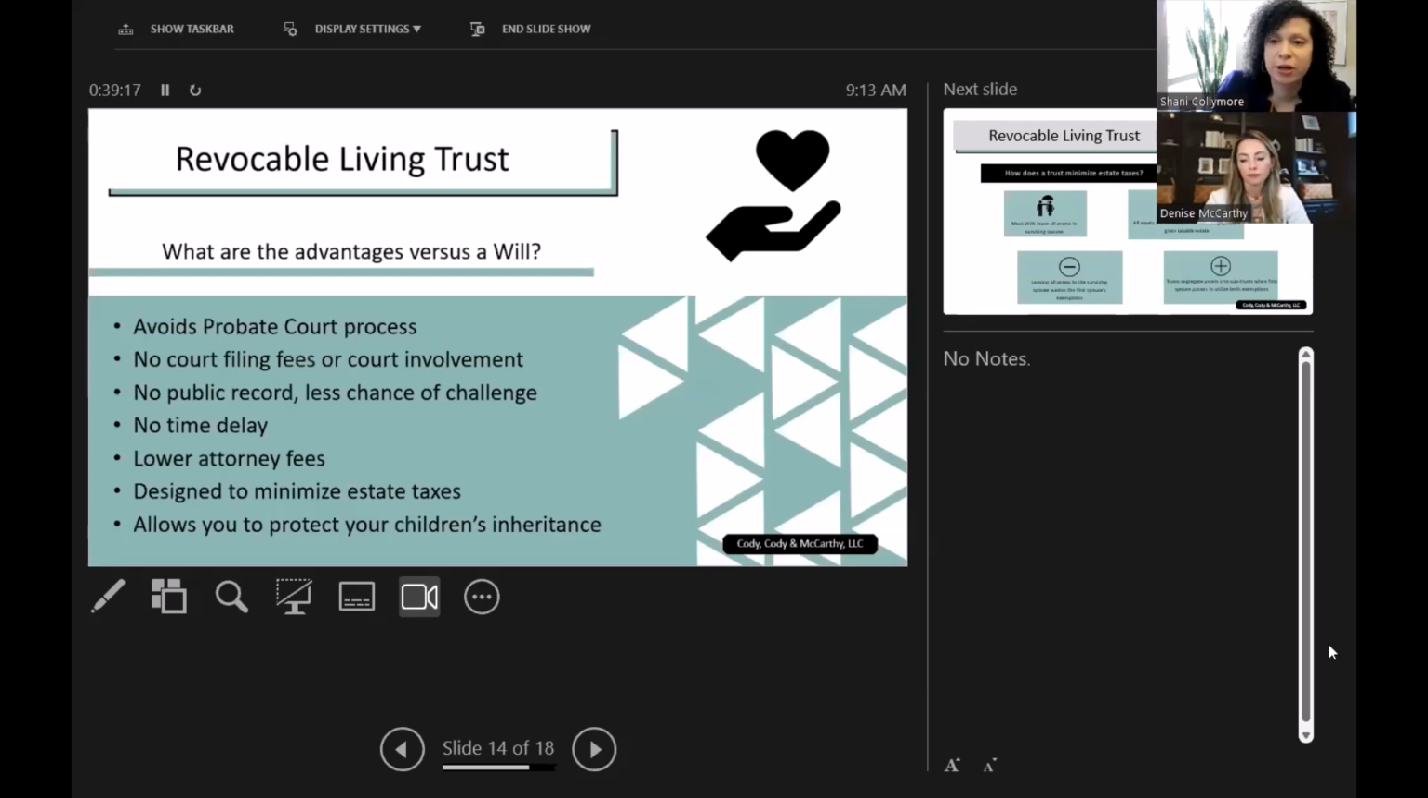And a trust can also minimize estate taxes for people, which generally people don't do in a standard will. And you can also create sub-trusts, continuing trusts for your children. If you're concerned about protecting their inheritance, maybe they are going to go through a divorce or they're bad with money, you can do asset protection for your children if that's a concern for you. So that's always nice as well.